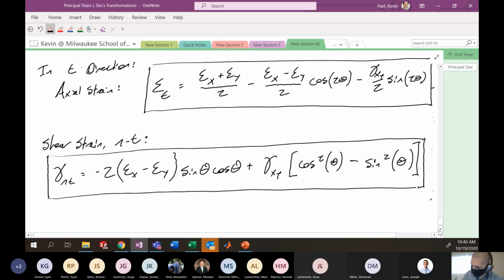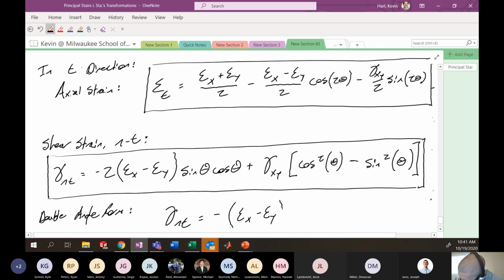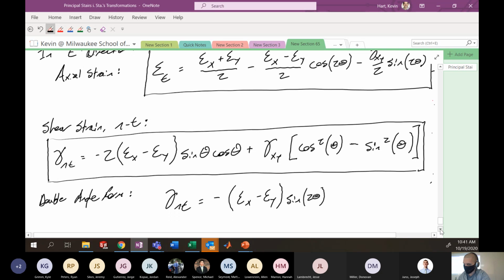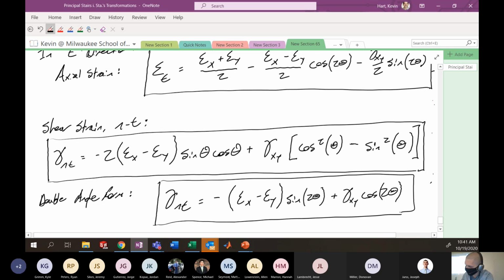Or if you want the double angle form, negative quantity epsilon x minus epsilon y times sine 2 theta, plus gamma xy cosine 2 theta. All right, those are your strain transformation equations.